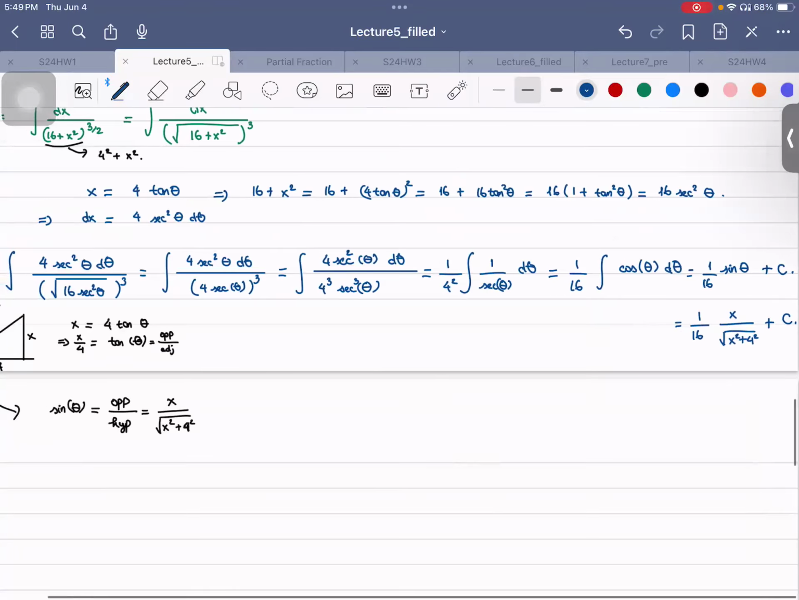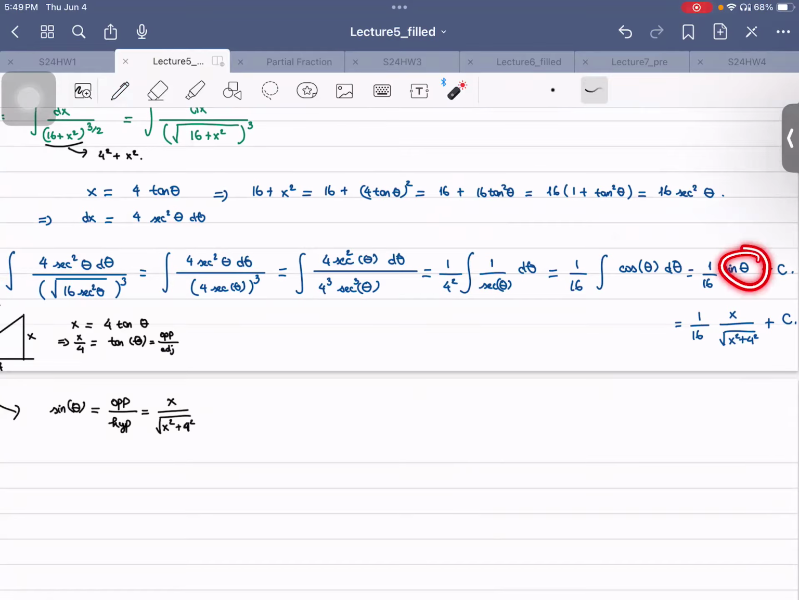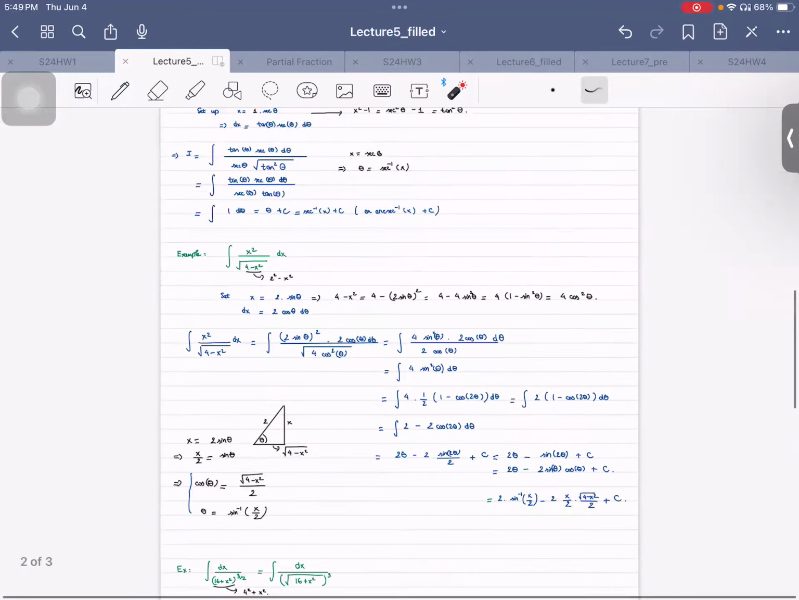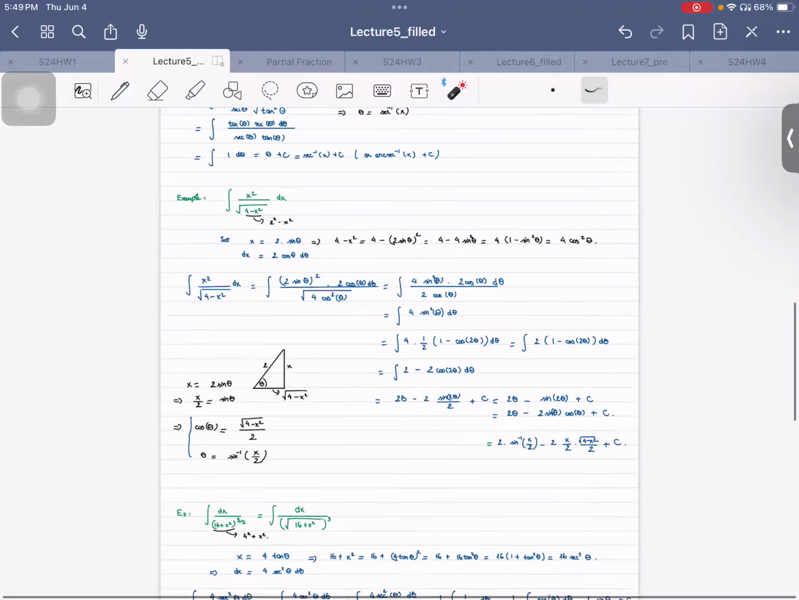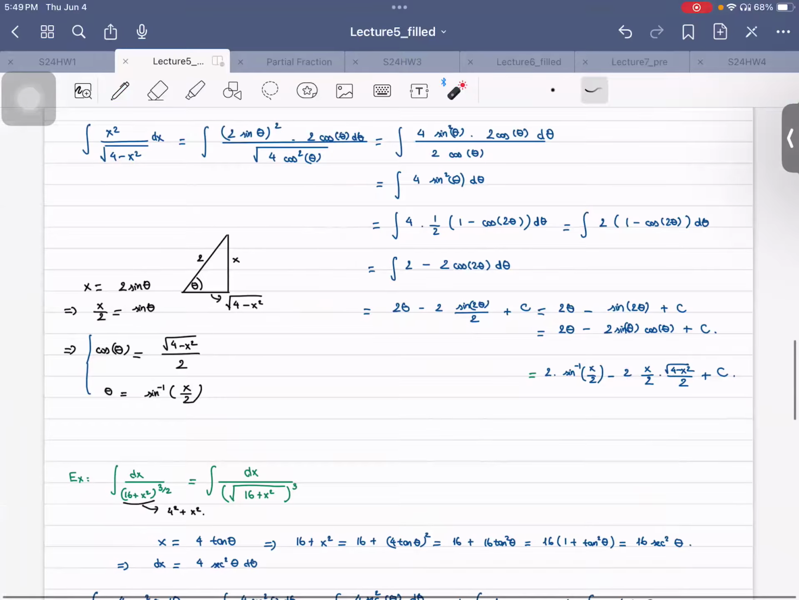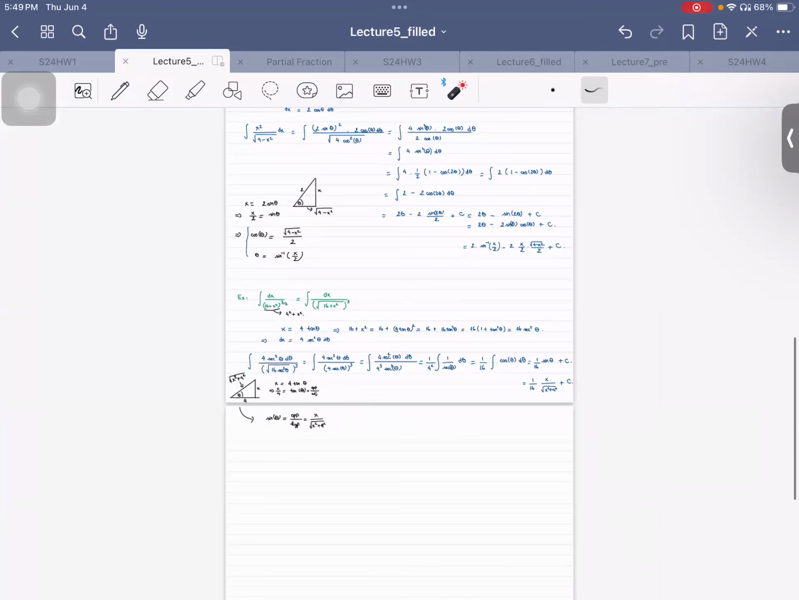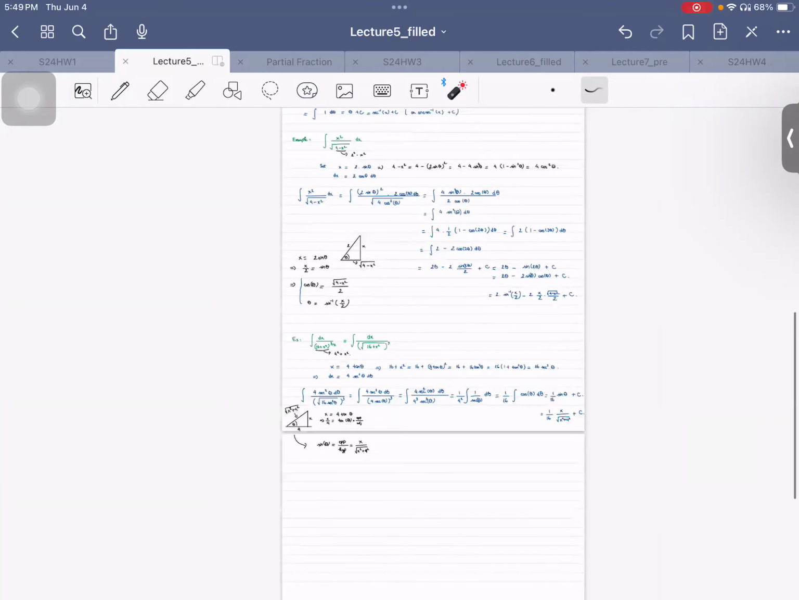So we finished our integration and finished translating the function in terms of theta back to something in terms of x. So remember that after you finish your integration, sometimes you have to use the right triangle to help you translate your function in terms of theta into a function in terms of x. You have to draw out the right triangle.